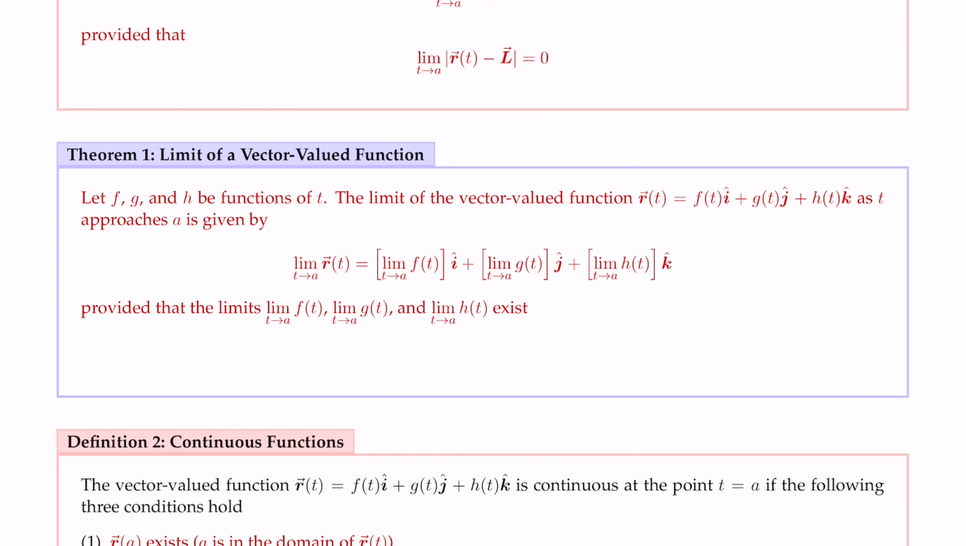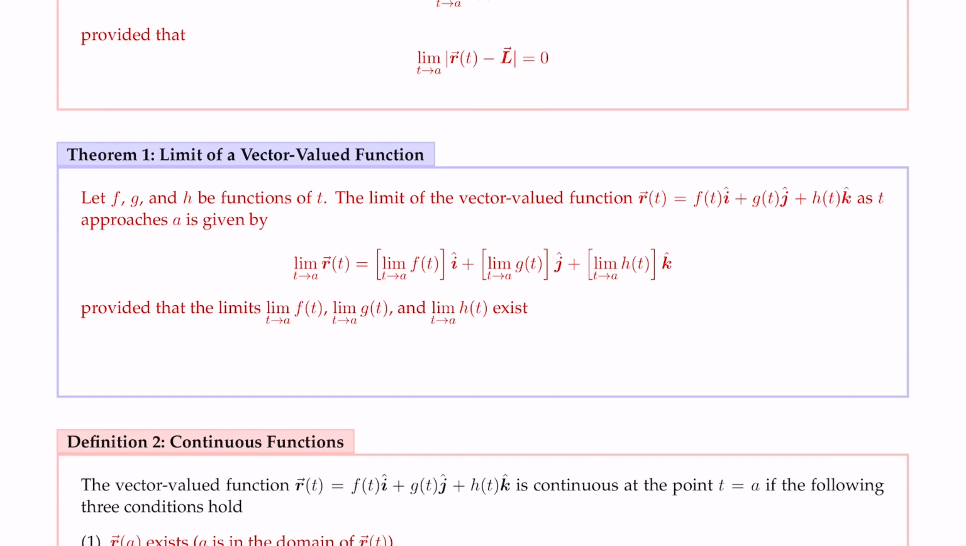That means finding the limit of a vector valued function is equivalent to finding the limit of each component of the vector valued function. So the limit of r(t) is equal to the limit of f(t) i plus the limit of g(t) j plus the limit of h(t) k as t approaches a, provided that the limit of each component exists.